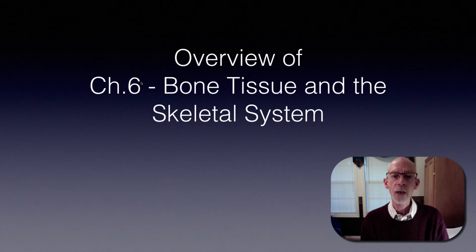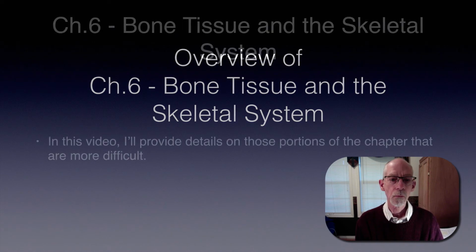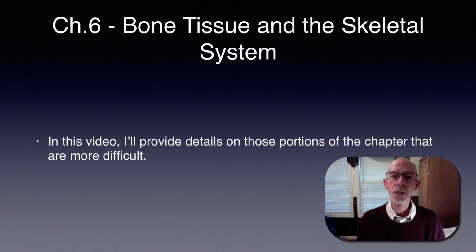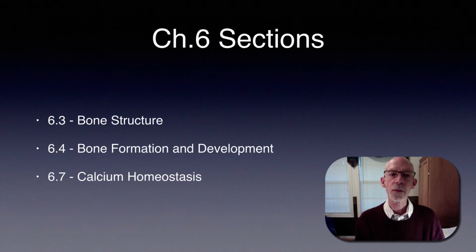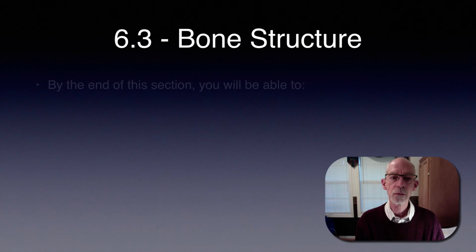For this week, we're going to have an overview of Chapter 6, the bone tissue and the skeletal system. In this video, I'm going to provide details on those portions of the chapter that are more difficult. So what we're going to do is look at these sections. Section 6.3 on bone structure, Section 6.4 on bone formation and development, and lastly, Section 6.7 on calcium homeostasis.